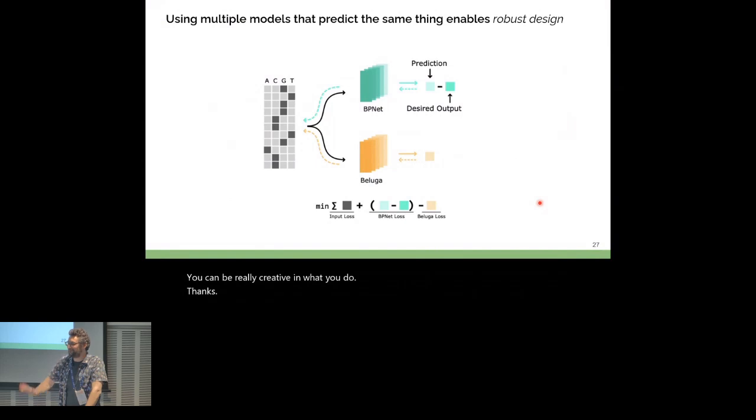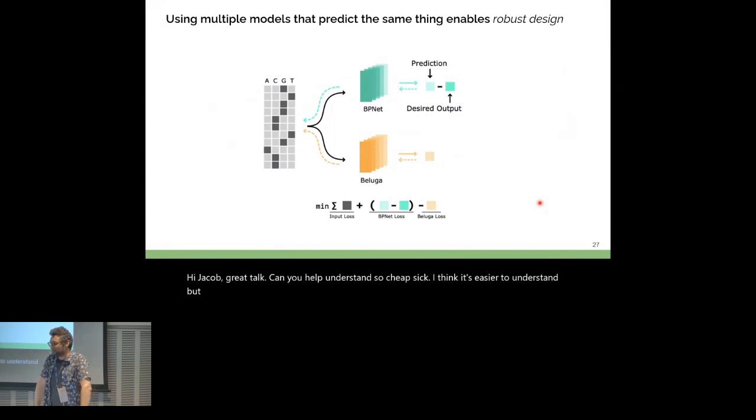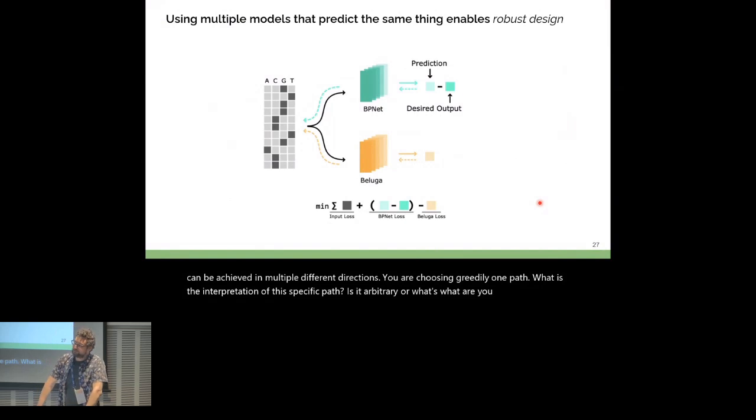Hi, Jacob. Great talk. Can you help me understand? ChIP-seq, I think, is easier to understand, but in chromatin accessibility, for example, it seems like maximum accessibility can be achieved in multiple different directions. You are choosing greedily one path. What is the interpretation of this specific path? Is it arbitrary, or what are you optimizing? Are you missing some other interesting things?